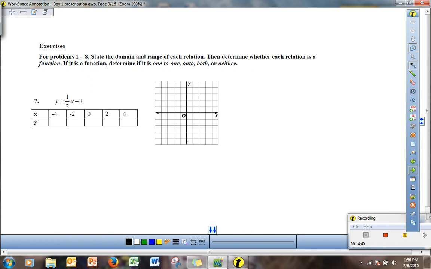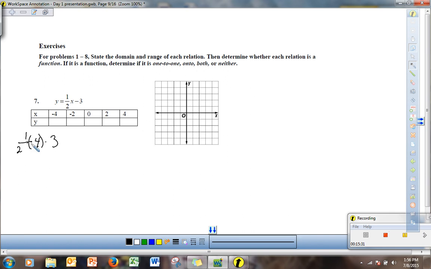Two ways to do this. One way is we could plug in numbers. I just made up some numbers for you. -4, -2, 0, 2, and 4. I'm going to plug -4 into here. So I'm going to grab my calculator or my brain. I'm going to go 1/2 times -4 minus 3. And I'm going to run that through my calculator.